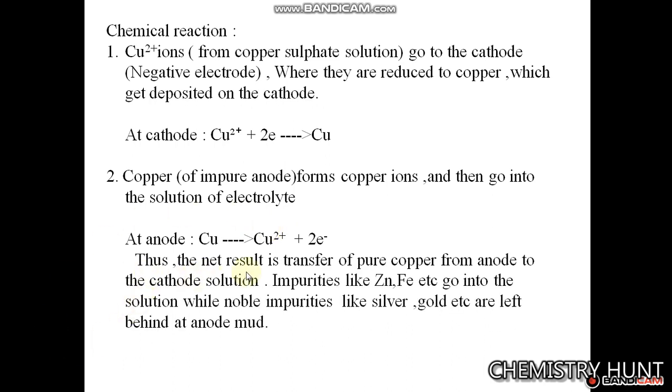Thus what we see, the net result is the transfer of pure copper from the anode to the cathode through the solution. The impurities like zinc, iron, etc. go into the solution, while the noble impurities like silver, gold, etc. are left behind as anode mud. So here are the two reactions which take place at the anode and at the cathode.